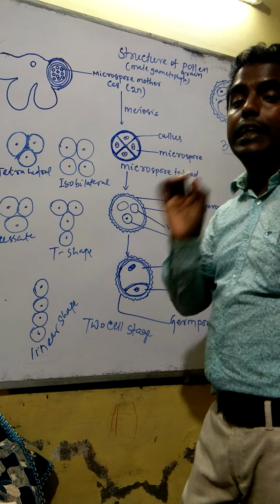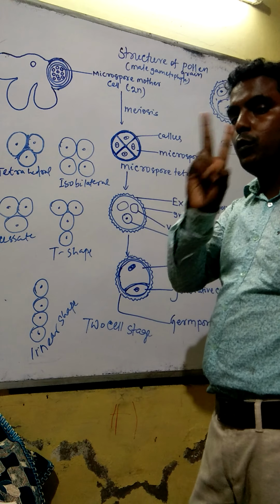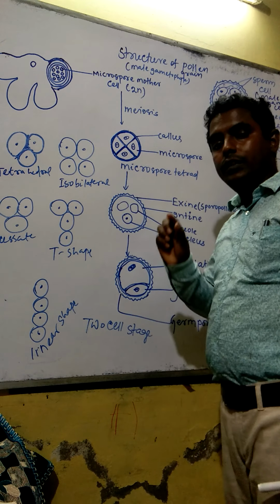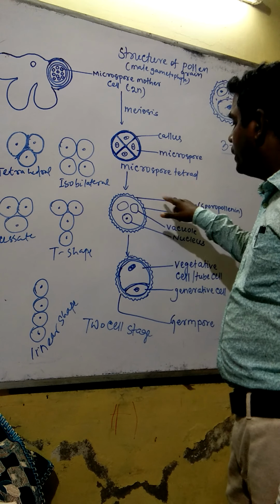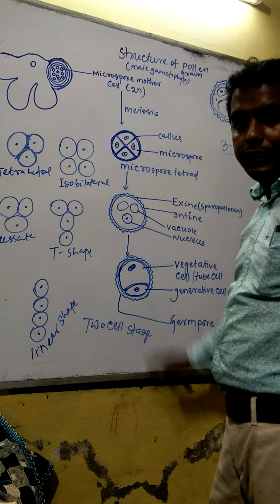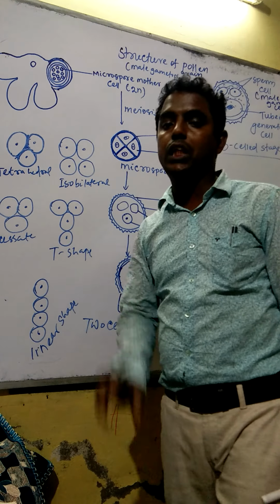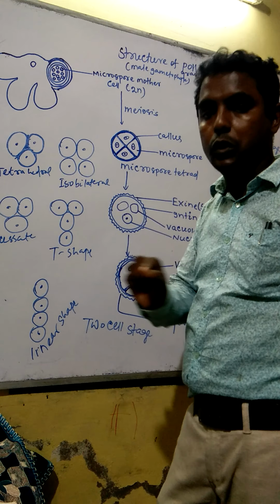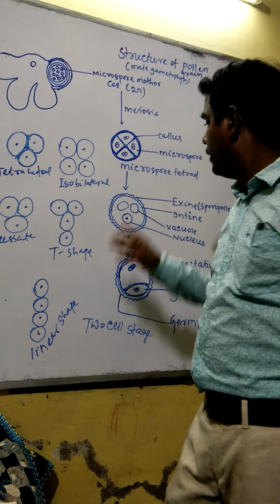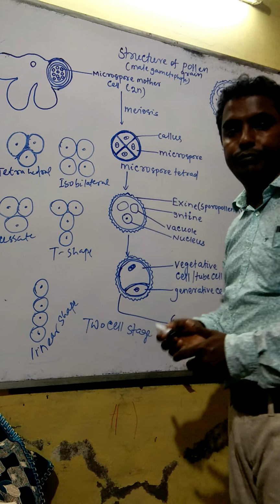A typical angiospermic pollen grain is generally two layered. It contains the outer layer which is known as exine. This exine is wavy, sculptured, not smooth, not even.